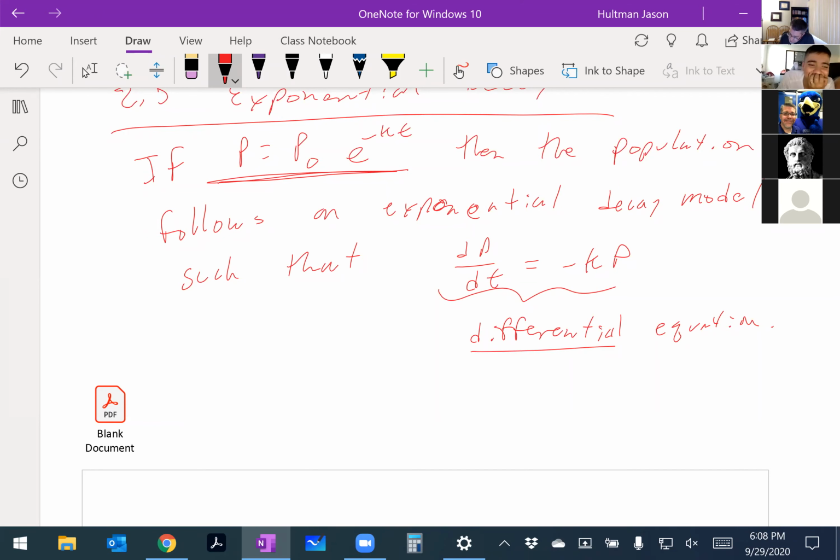And notice the difference between growth and decay. Population growth was e to the kt. So notice the only difference between growth and decay, okay, this is growth, whereas this is decay, is the negative sign. That's the only difference here. The only difference between growth and decay is the negative k. So again, this guy is growth, and this guy is decay.